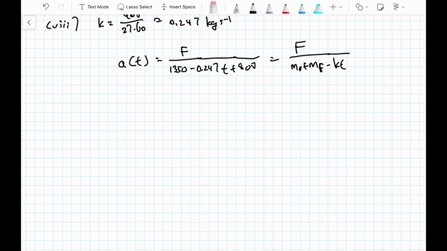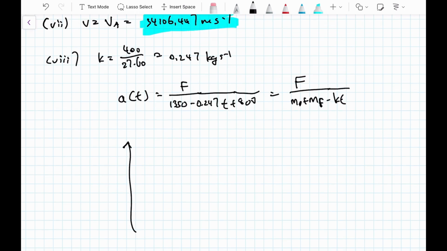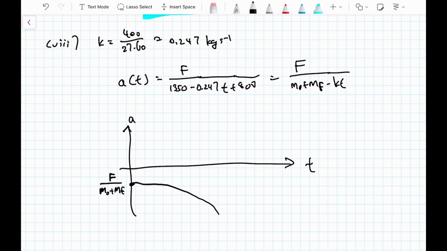So then this should be the same axis, a against t, and it won't be negative as well. However, over time it should be decreasing as well. So it's starting from F over m0 plus mf, and then it will increase over time. However, it will stop at a certain point and become flat. That is when all of the foil is ejected.